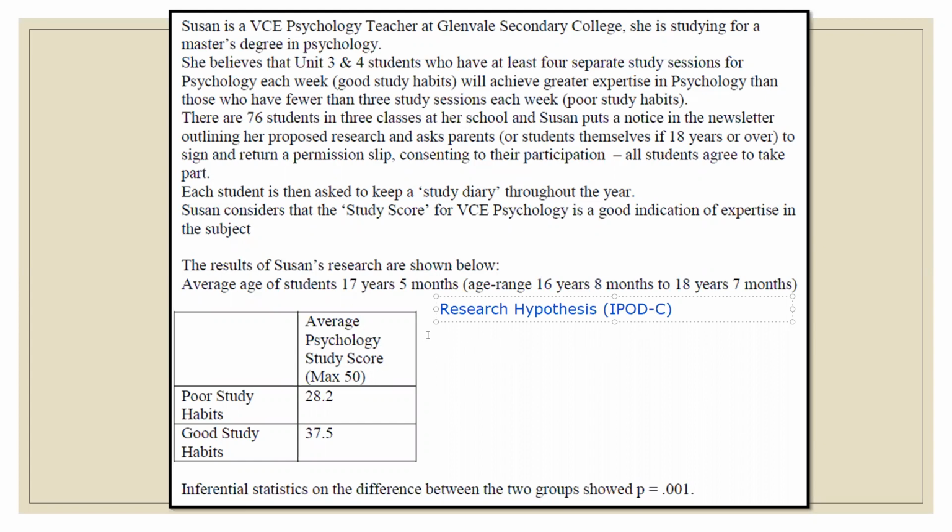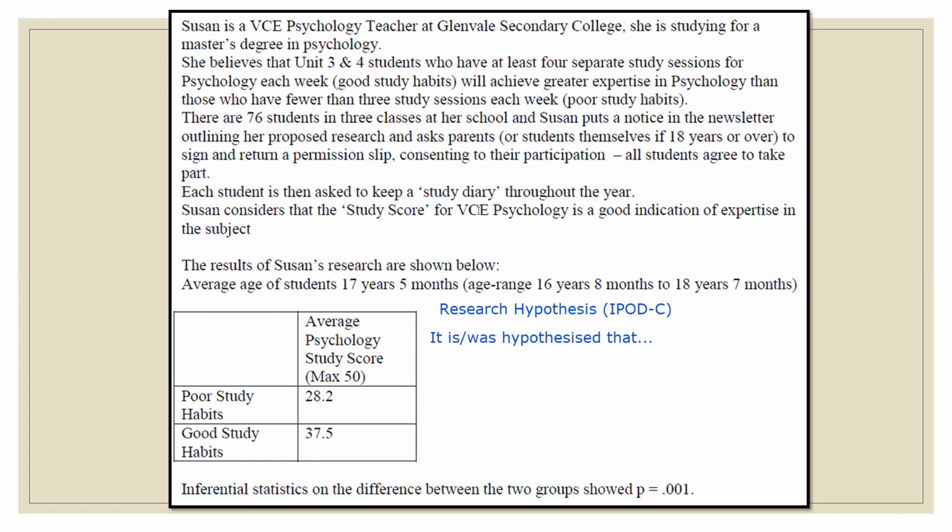Does anyone remember the 4 words that we always start a hypothesis with? It is hypothesized that. Excellent. So it is hypothesized, or it was hypothesized that. That's how we start our hypothesis there.